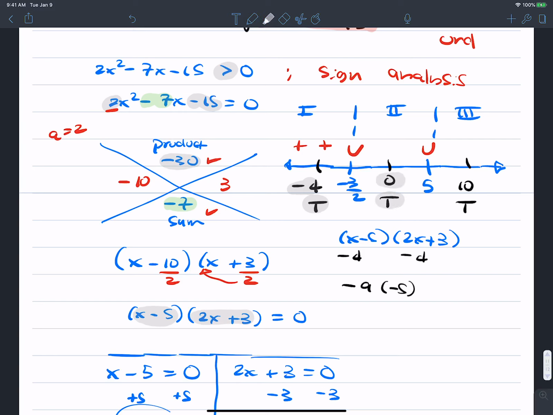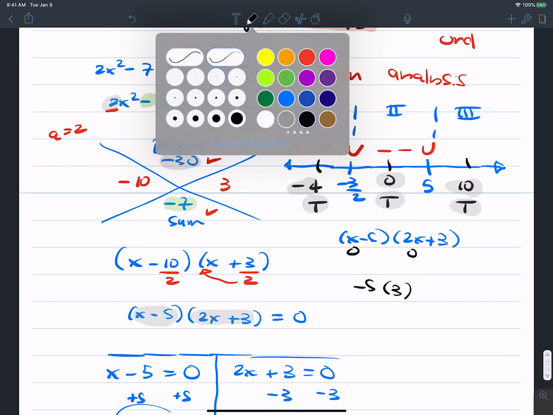We're going to test 0 now. Use the 0 for a test point. See what your arithmetic is. 0 minus 5, that's negative 5 times 3. So a negative times a positive gives you again a negative region.